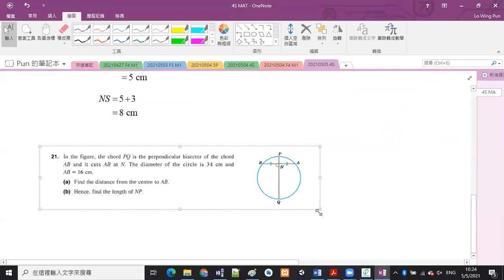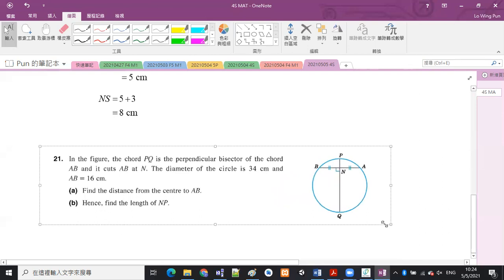Number 21 here. And in the figure, the chord PQ is the perpendicular bisector of the chord AB, and it cuts AB at N. The diameter of the circle is 34 cm, and AB is equal to 16 cm.